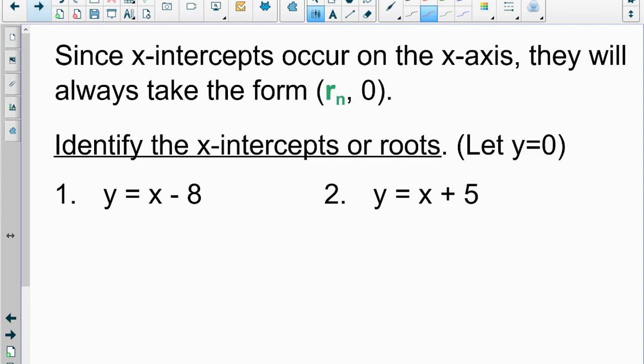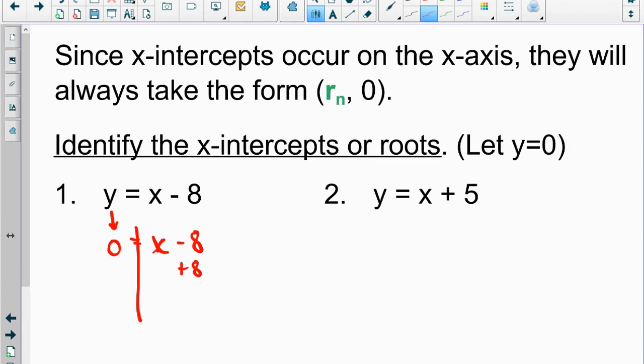Since x-intercepts occur on the x-axis, they will always take the form r whatever, whether it's r1 or r2, comma 0. Because anything that falls on the x-axis has a y-coordinate of 0. So the second number is always going to be 0. So in an equation below, these are actually linear equations. But what we can do is identify the x-intercepts, or the roots, by letting y equal 0. So what we're going to do is replace the y with 0 and solve for x.